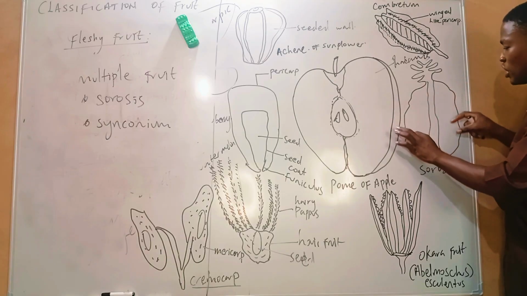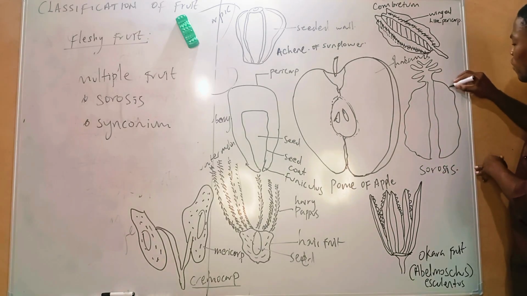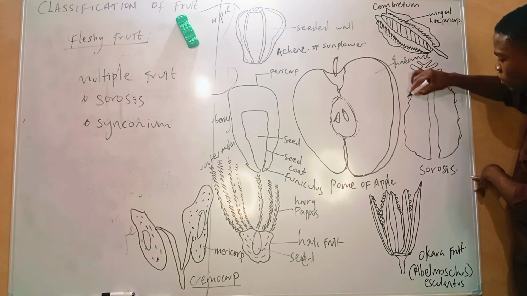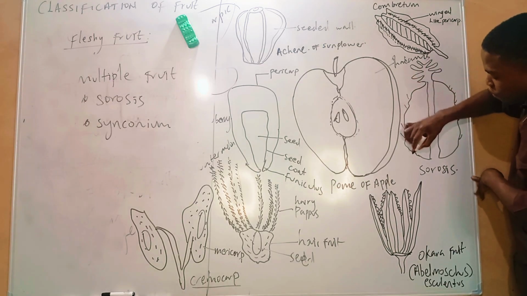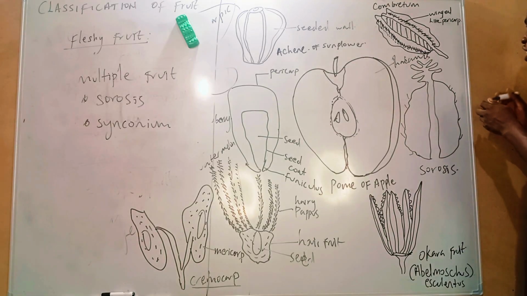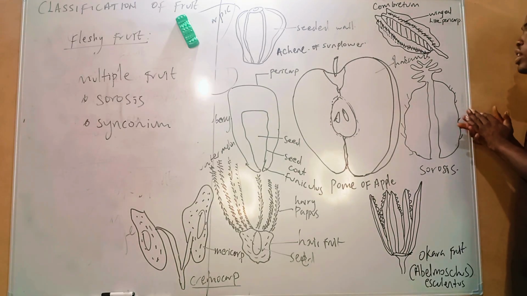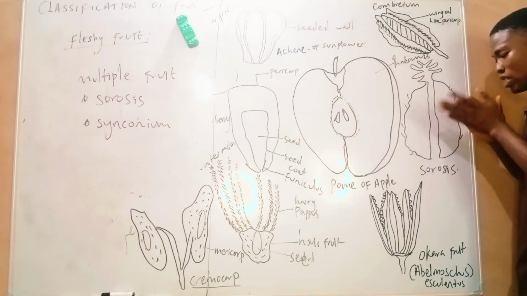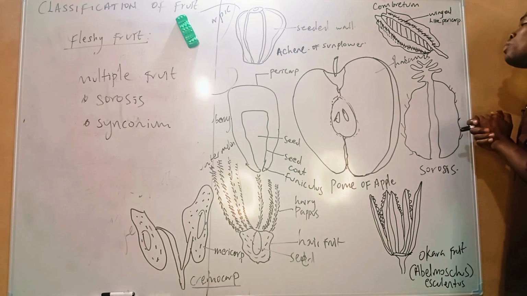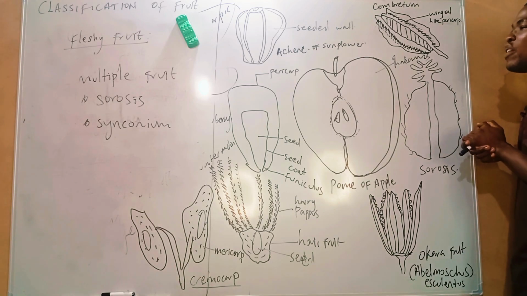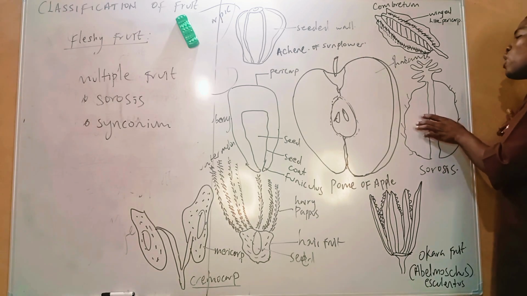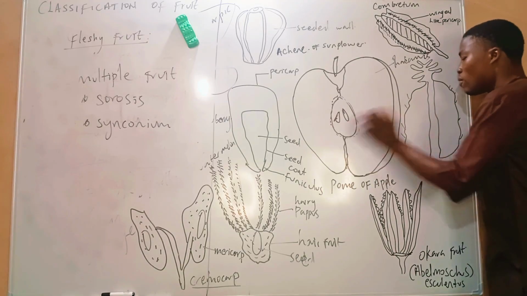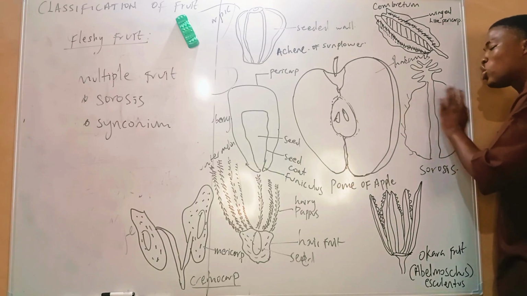This part is also fleshy, and it has some remnants of floral part at the side. If you have seen a pineapple, there is usually some remnant of the floral part at the side. That is usually how a sorosis looks. It is a fleshy false fruit, and it's actually a receptacle. Now, the difference between this receptacle and that of apple is this: the apple receptacle encloses the seed, but for sorosis, the receptacle has nothing in it.